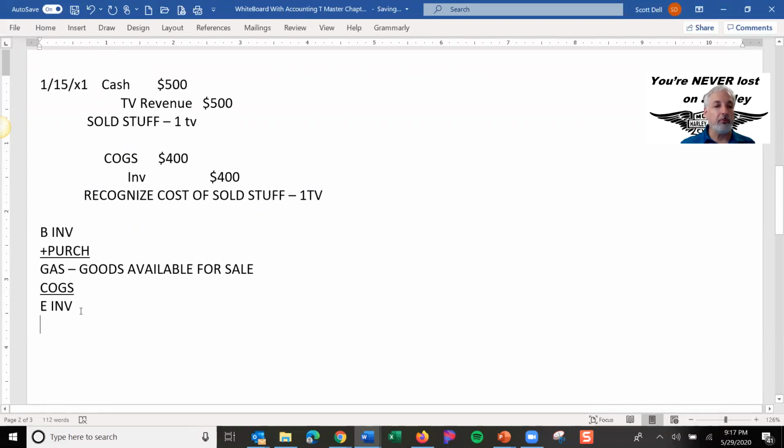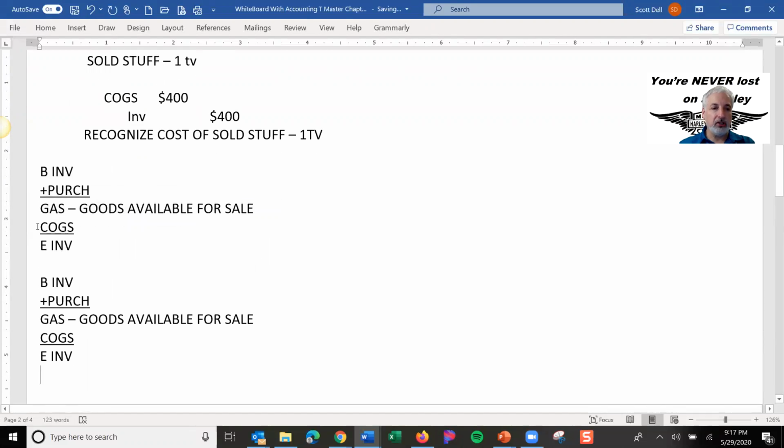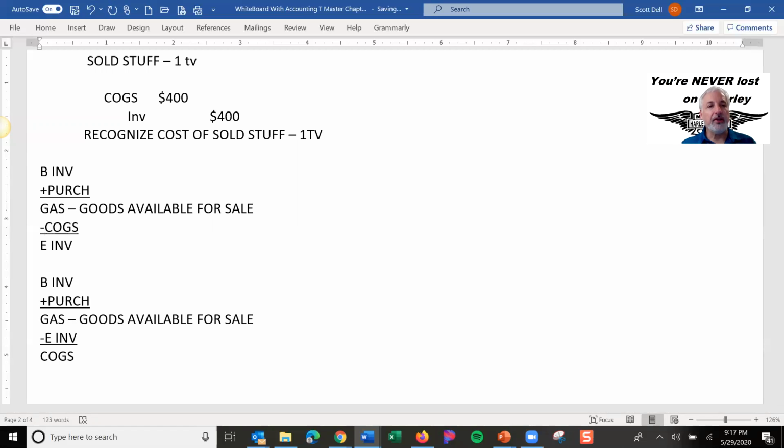Now, we can do the same formula up here, only we can invert it. And you can say, well, goods available for sale minus ending inventory equals cost of goods sold. For kicks, I'll make it a little neater. I'll put the subtraction sign in there. So that is what's going on when we're looking at inventory.